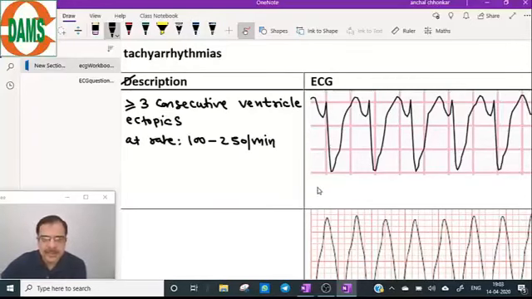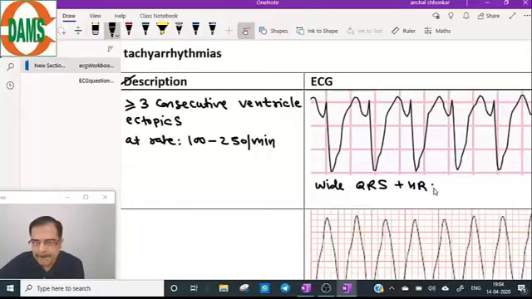So this is characterized by a wide QRS complex. This is mandatory for ventricle tachycardia. The origin is below the bundle of His. If the origin is below the bundle of His, there will be a wide QRS complex, and the heart rate here will be 100 to 250.